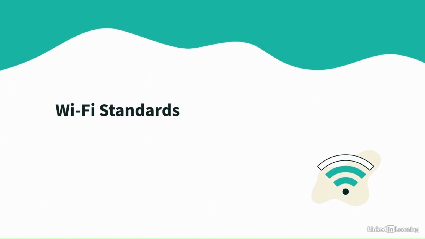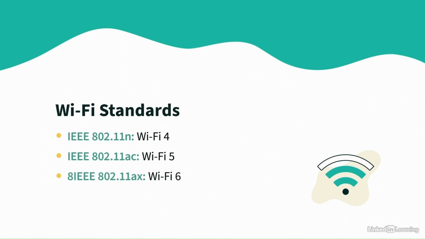Next, let's consider Wi-Fi 6, which of course is referring to the sixth generation of Wi-Fi standards. These standards are set by the IEEE standards body. Specifically, 802.11n was the Wi-Fi 4 standard, 802.11ac was Wi-Fi 5, and now 802.11ax is called Wi-Fi 6. And Wi-Fi 6 was standardized in 2019.